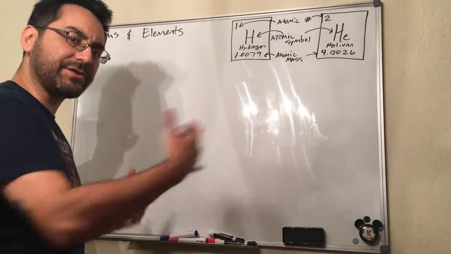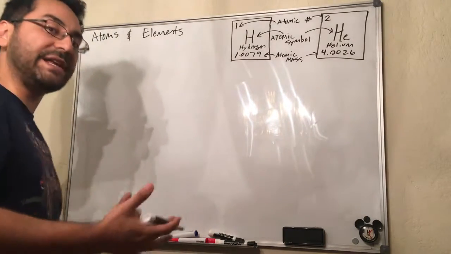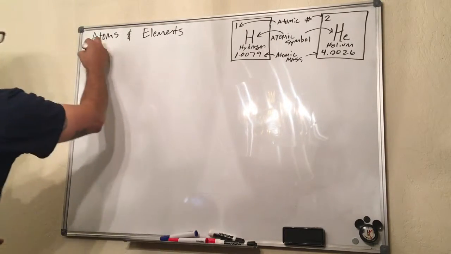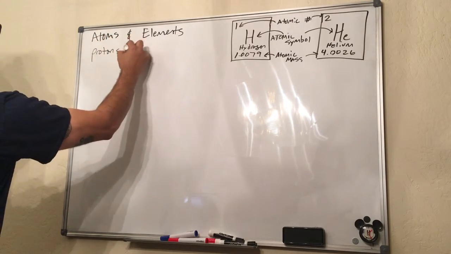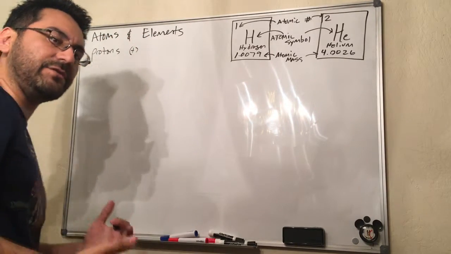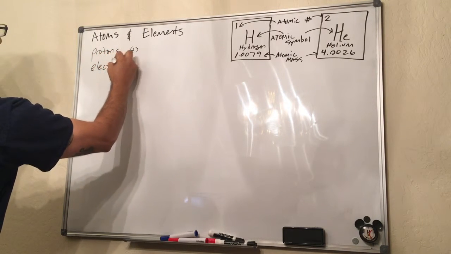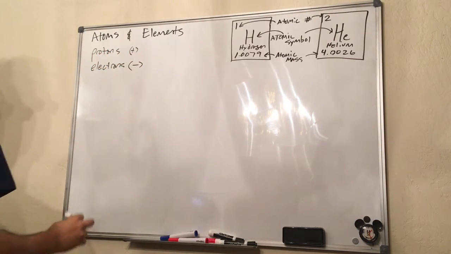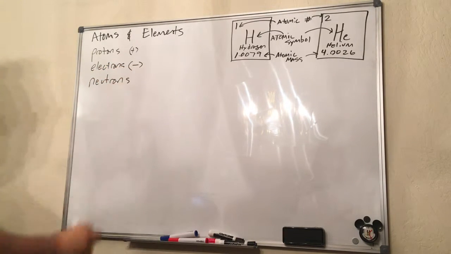Every atom, and in turn every element, is made up of 3 pieces, or some combination of these pieces. You have protons, which are positively charged. And if you've ever been shocked by electricity, you know what charge is. We have electrons. These are negatively charged. And we have neutrons, and these have no charge at all.